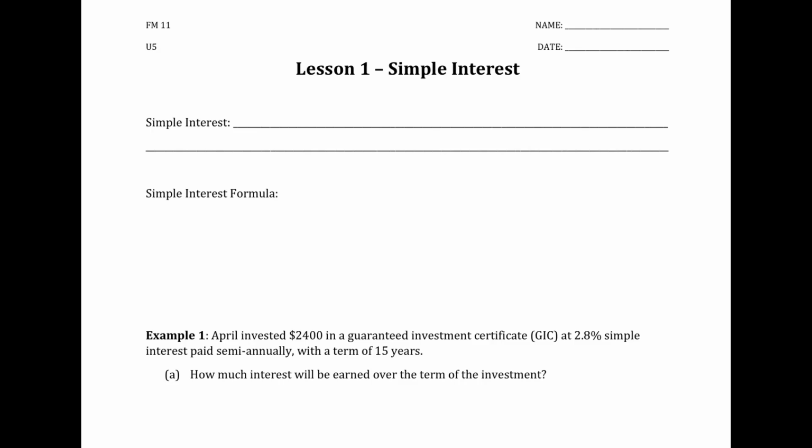Okay. Simple interest is the easiest way to calculate an interest because it's just based on percents and time. And that's always in years. So that's the most important part about simple interest: time is always in years. So if you're given a time in months, you have to turn it into years, based on the original.